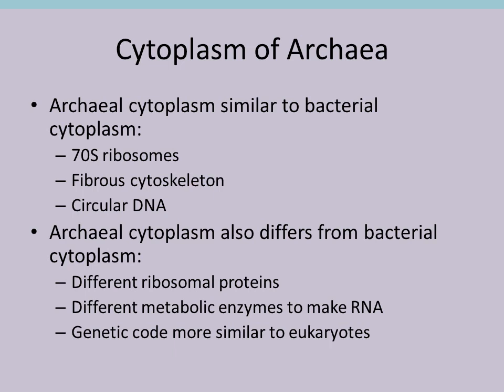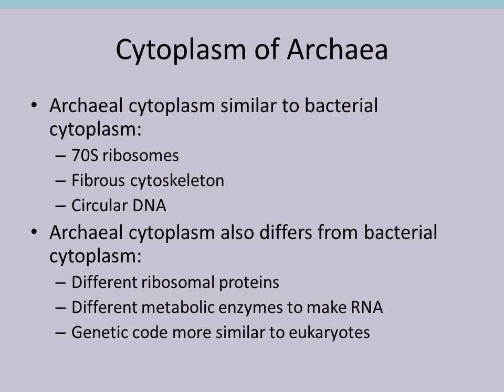The cytoplasmic characteristics are similar to the bacteria. The ribosomes are the same as those of the bacteria. They do have a cytoskeleton. They do have DNA, and that's something I have not mentioned. The bacterial DNA is circular, so is the DNA in archaea. Eukaryotic DNA is linear.